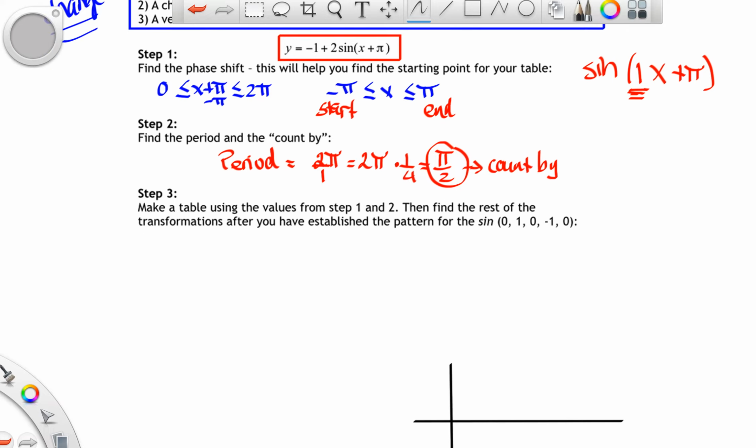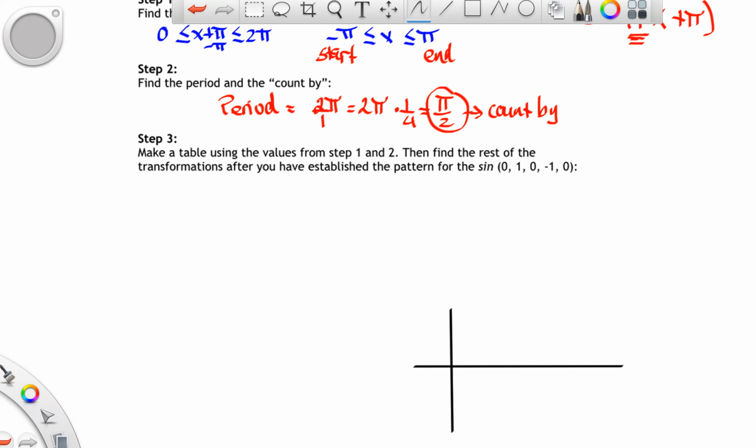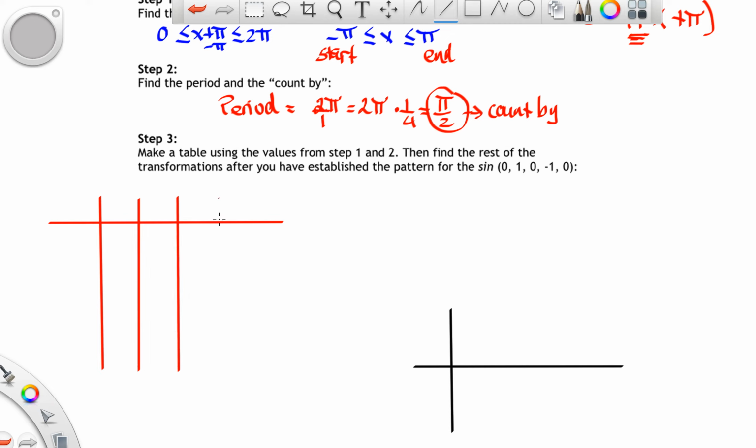And then make a table. All right, so let's make a table. I'd like to have a straight line for this one. So I need a little more room over here. So this is my first point, second point, third point, fourth point, and then a finishing point.